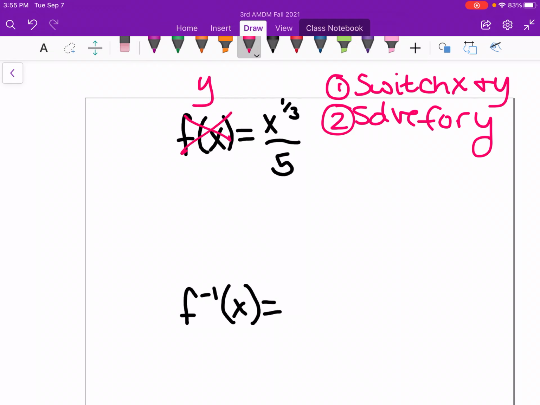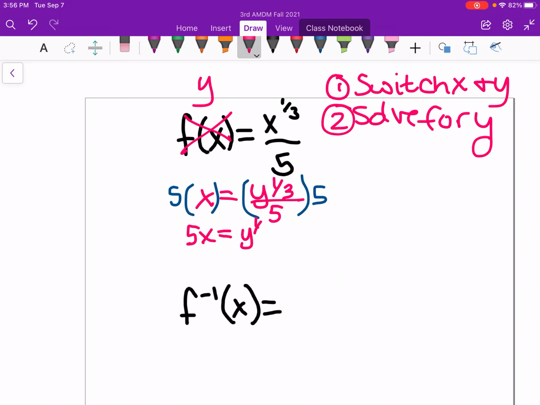So if I switch x and y, I get x equals y to the 1/3 all over 5. And I want to get rid of that fraction, so I'm going to multiply each side by 5. So I have 5x equals y to the 1/3. And as a reminder, y to the 1/3 is the same as the cubed root of y.